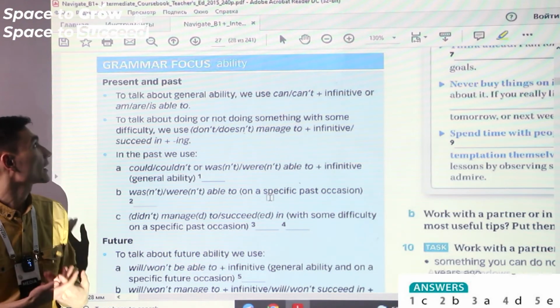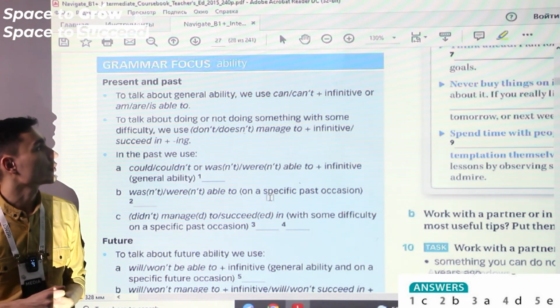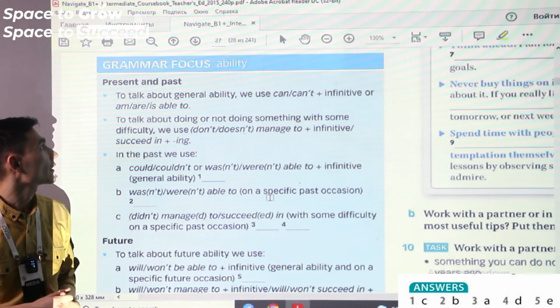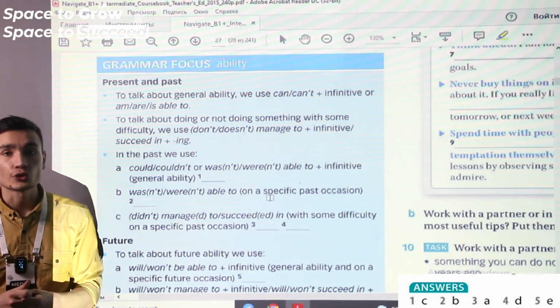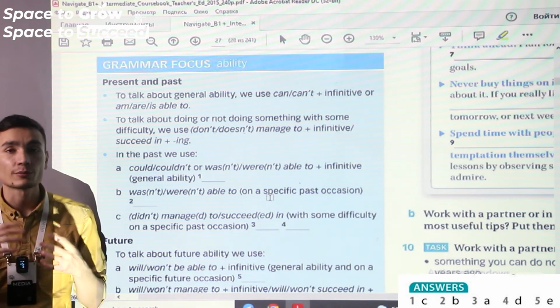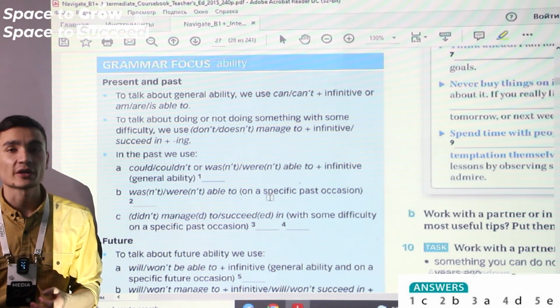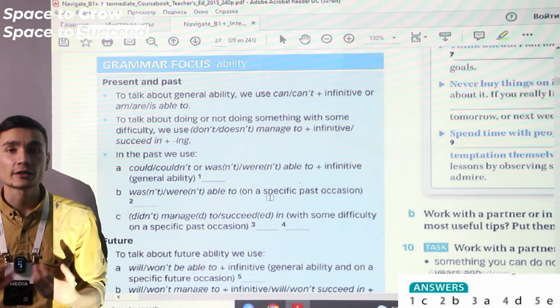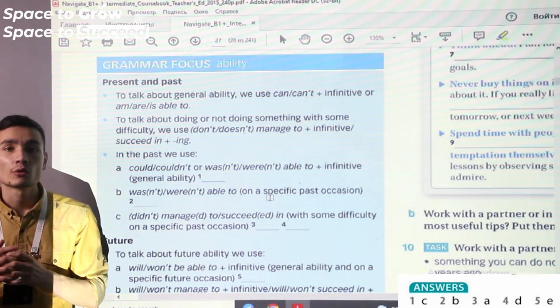Grammar focus, ability, present and past. To talk about general ability, we use can, can't plus infinitive, or am, is, are able to. And now, as you see, for present tense, we use can, can't, or to be able to in the present form. Examples are: I can swim, I can't run fast, I'm able to read quickly.